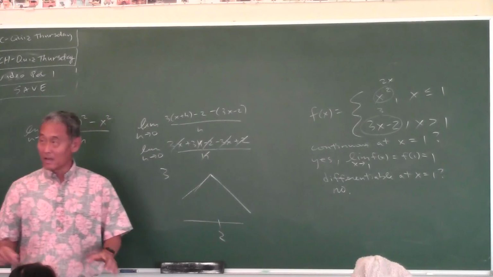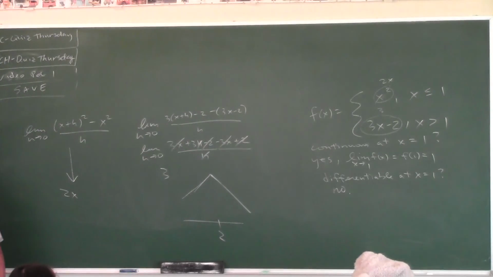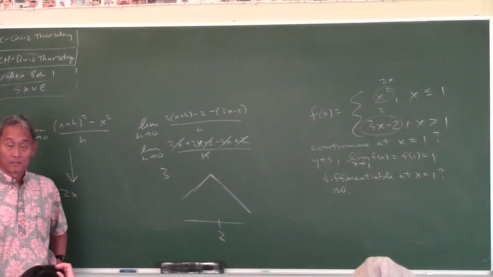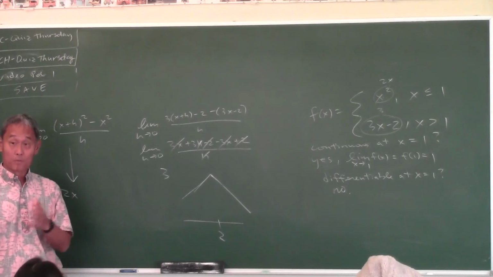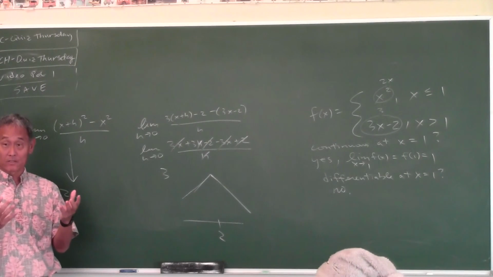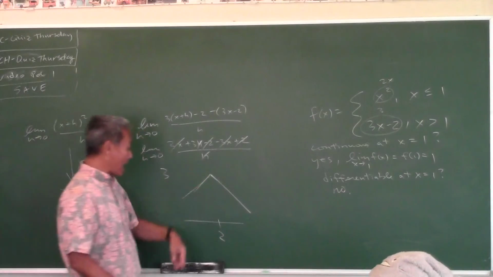Okay, we are done. Wait, we're not done. The derivative has to be the same. The slope's got to be the same. The left-hand slope and the right-hand slope have to be the same number. But they're not, right?